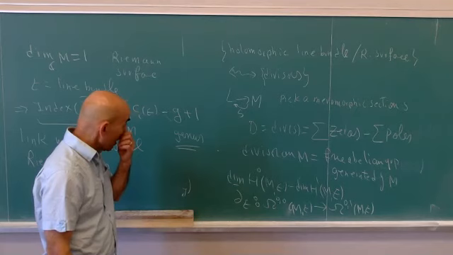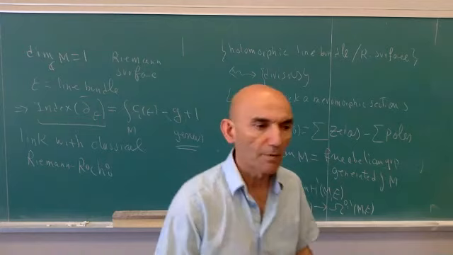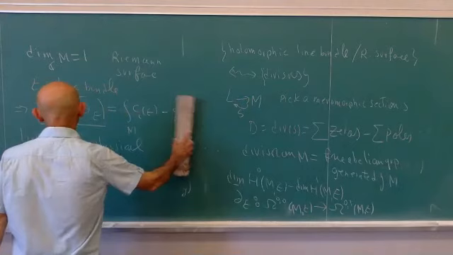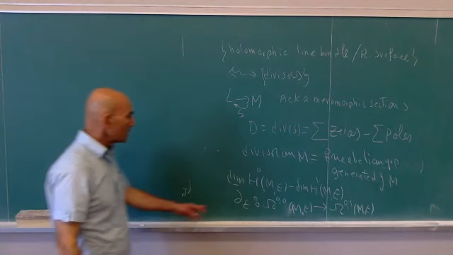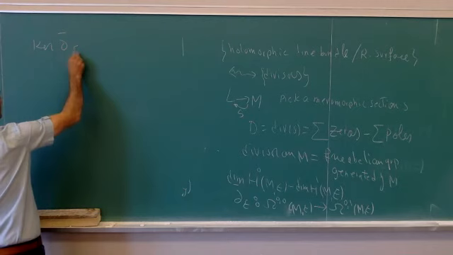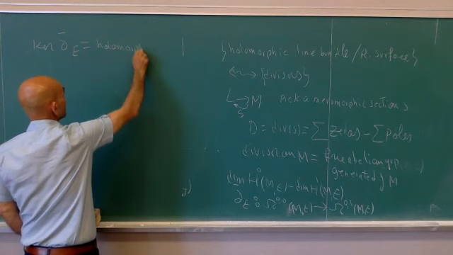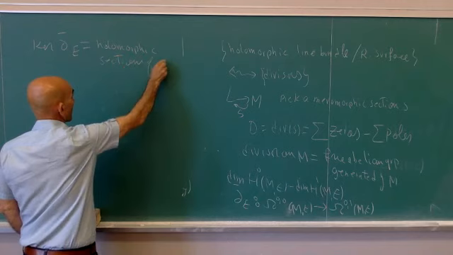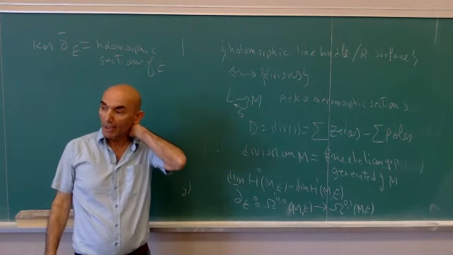Okay. Now you would say, what is this space? This space is something that Riemann and Roch were very interested in, actually. So let me just write it. The kernel of del bar E means that we are dealing with holomorphic sections of this. So the kernel of del bar E is equal to holomorphic sections. Not monomorphic, holomorphic sections. This space was denoted by Riemann as L of D.